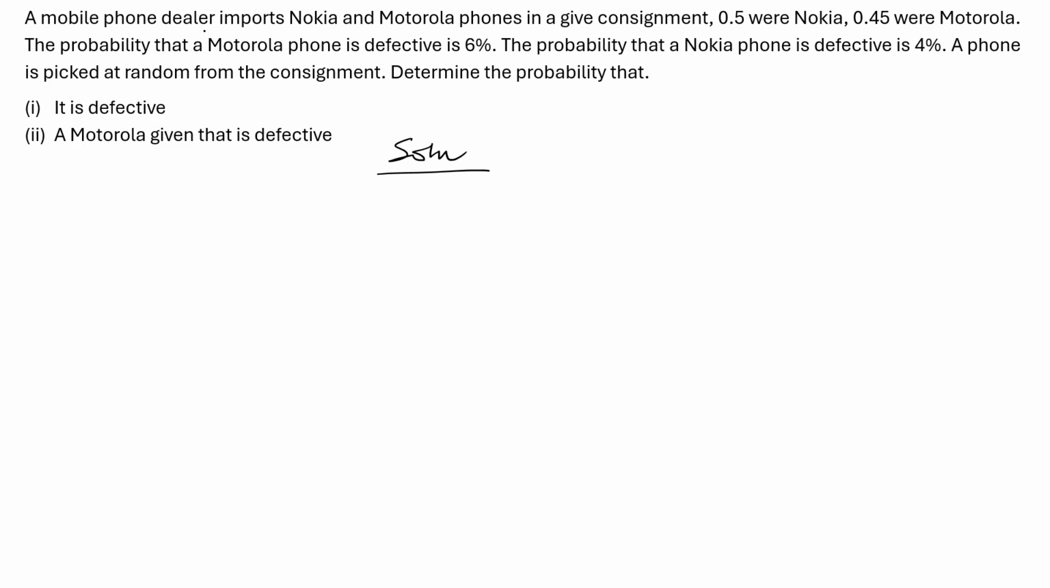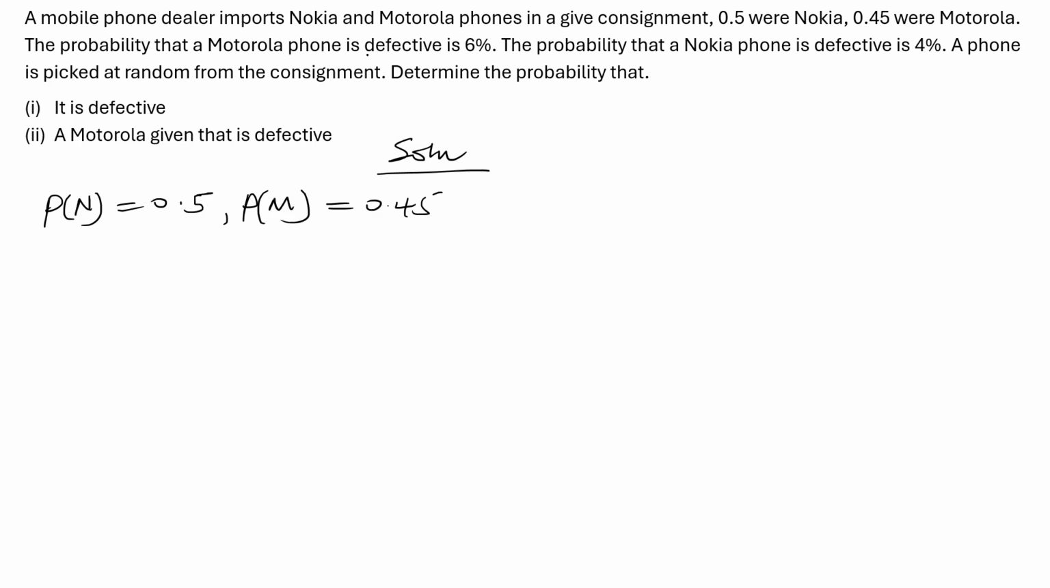A mobile phone dealer imports Nokia and Motorola phones in a given consignment. 0.5 were Nokia. So we are going to consider N, let N stand for Nokia phones. So probability of Nokia is 0.5. Then probability of Motorola is 0.45. Now they have said the probability that a Motorola phone is defective.